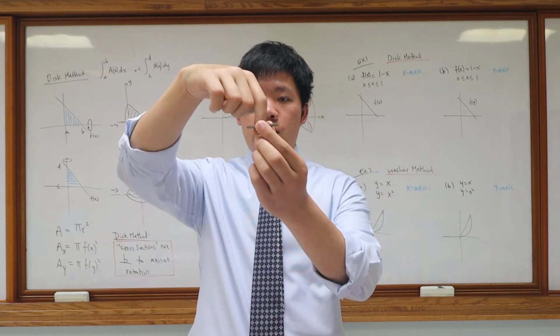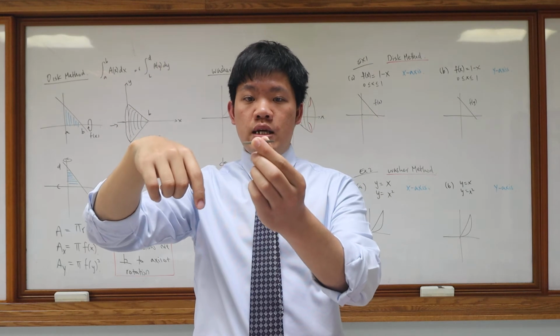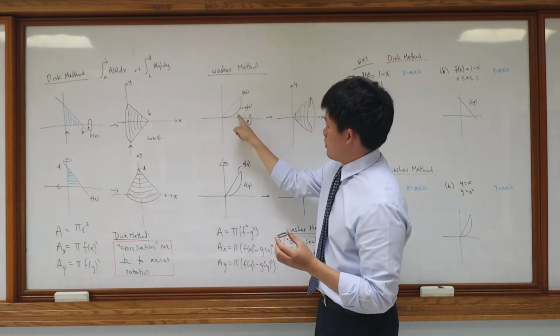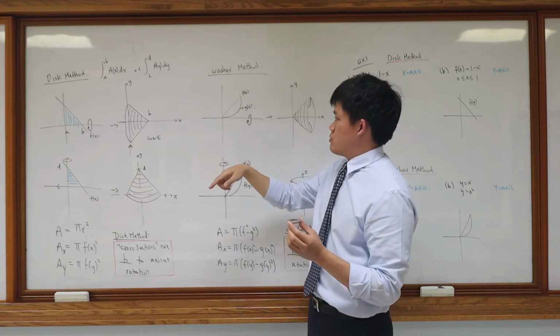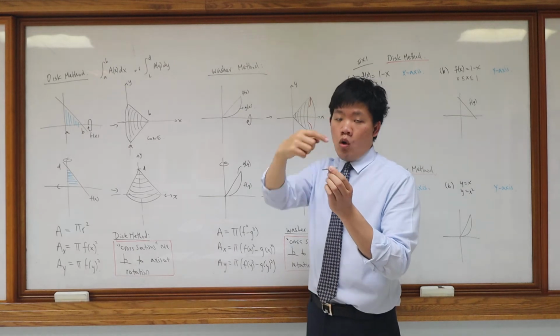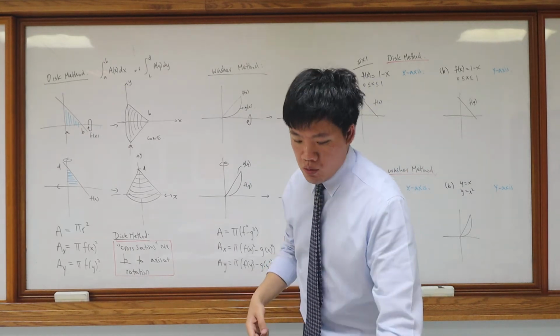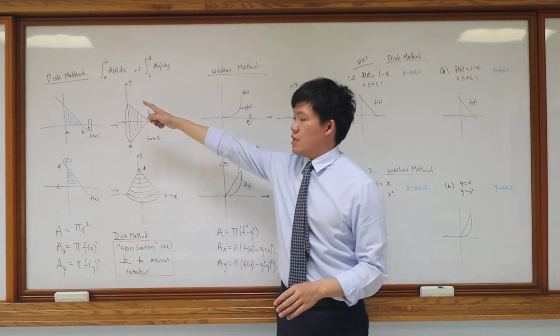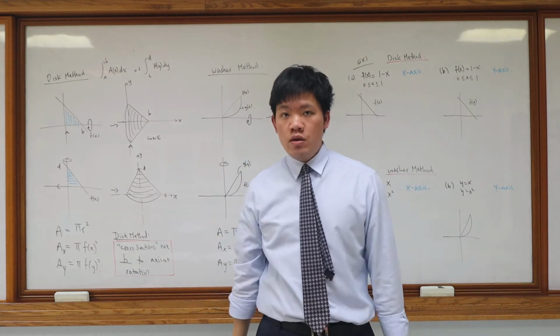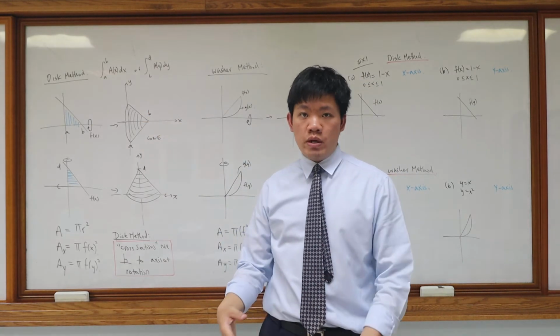So I have an inner function and an outer function. In that case, this is my outer function, this is my inner function, so that just means if I rotate, I should have a hole somewhere in the middle. So the way you distinguish between a washer and a disk is that a disk has a solid volume, like there's no holes anywhere in between.